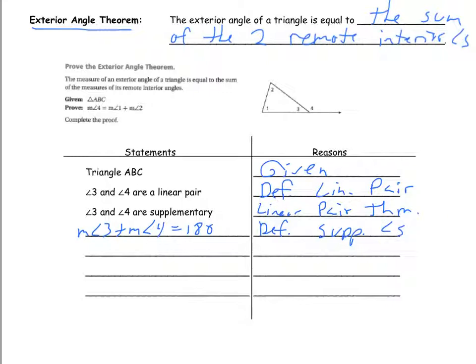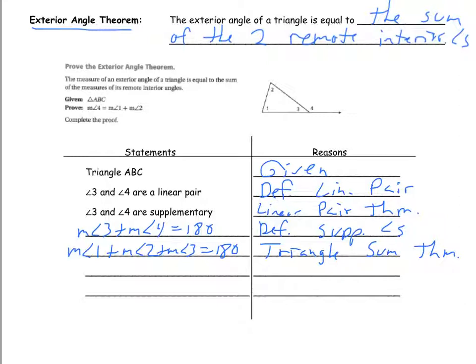Well, the measure of angle 1 plus the measure of angle 2 plus the measure of angle 3 equals 180 because of the theorem we just learned, the triangle sum theorem, where the measures of the angles of a triangle add up to 180.